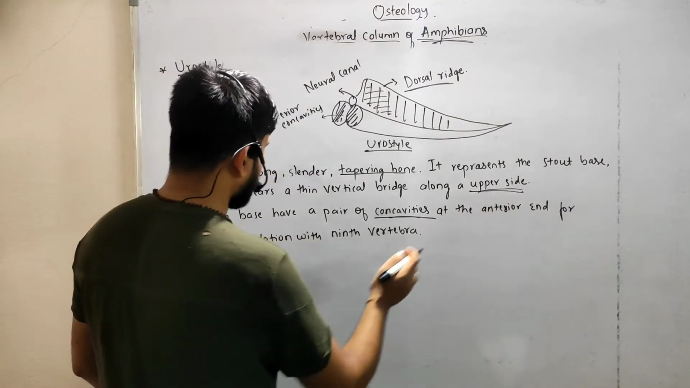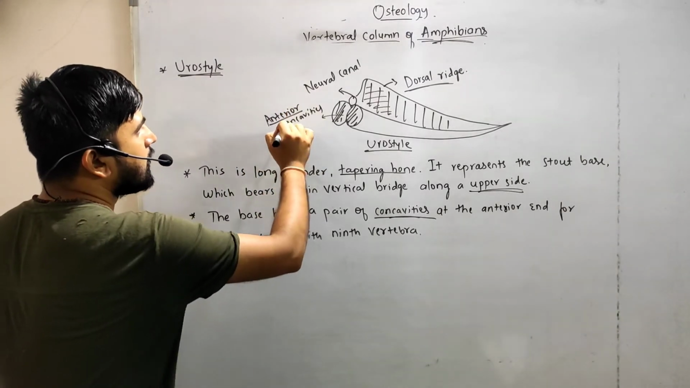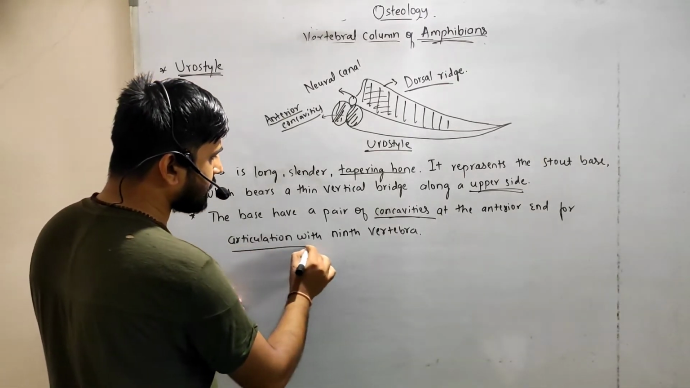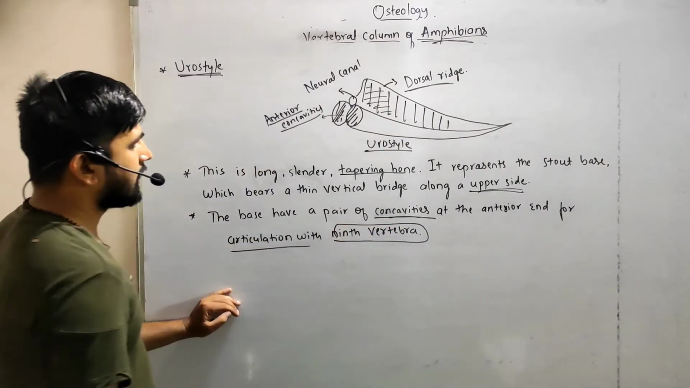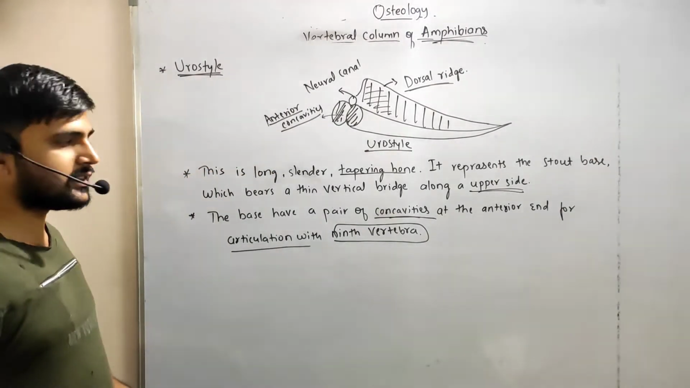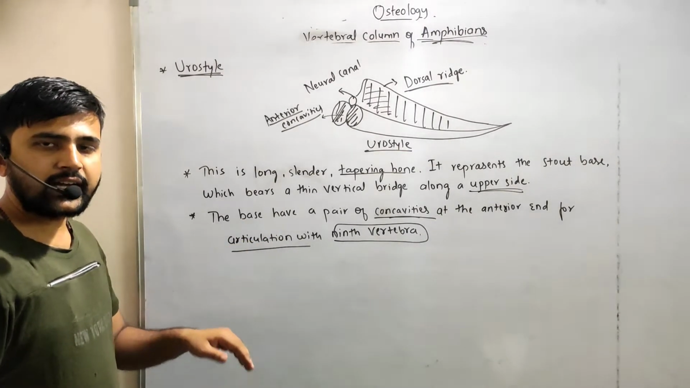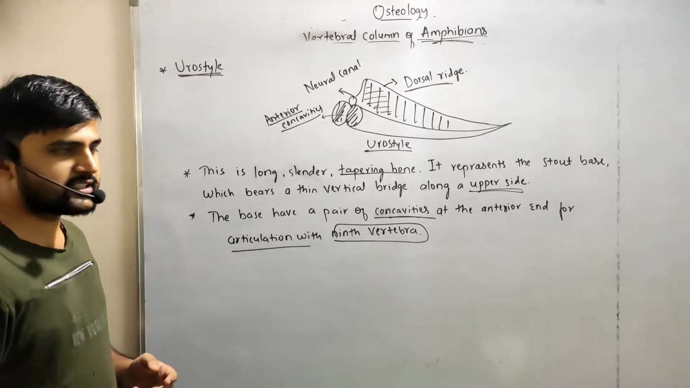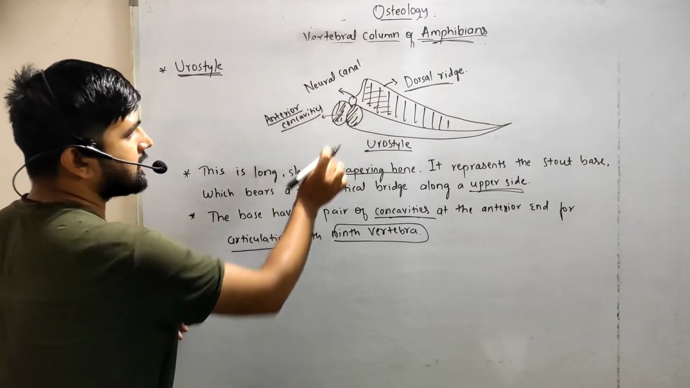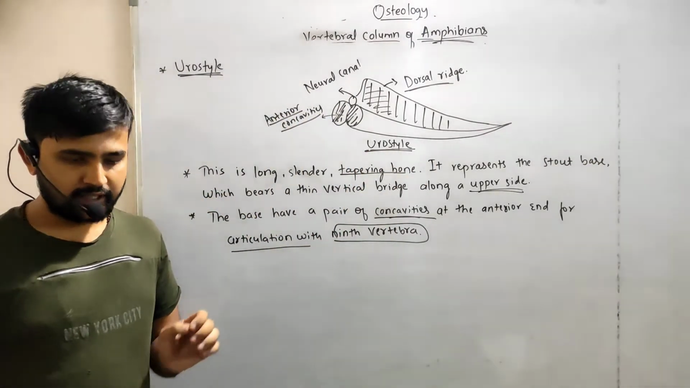At the anterior end, these are called the anterior concavities, which help in articulation with the ninth vertebra. In the ninth vertebra, on the downside, there are two concavities, and those two concavities articulate with these regions of the urostyle, which is the last bone of the vertebral column.